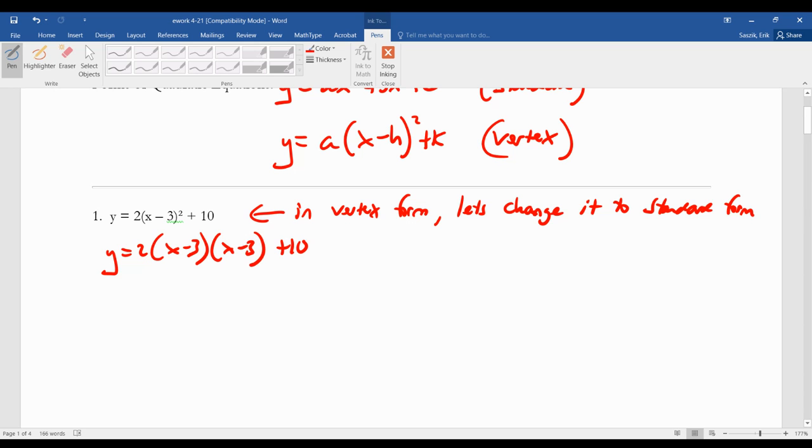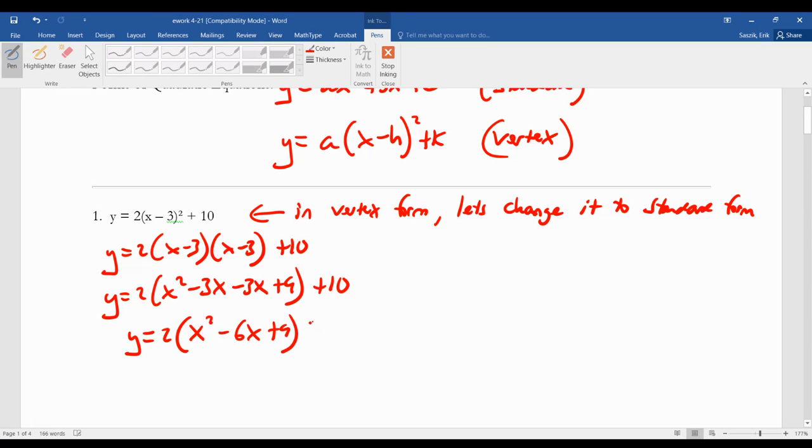Don't worry about this 2 yet. Let's just, x times x is x squared, x times negative 3, negative 3 times x, negative 3, we're just doing our distribution. Let's go ahead and combine like terms, which are in the middle here. So we get x squared minus 6x plus 9. And here, the last step we're going to do, well, actually, maybe not quite the last, but we're going to distribute this 2. So we get 2x squared minus 12x plus 18.